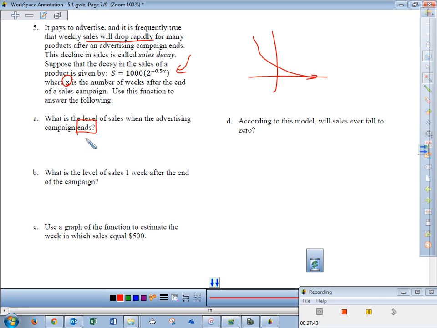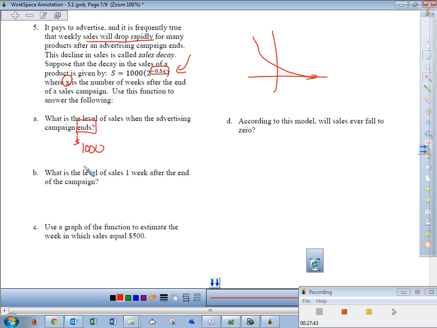So when it ends, that means x is at 0. If I put 0 in for x, what does this exponent right here turn out to be? What's negative 0.5 times 0? 0. What's 2 to the 0th power? 1. What's 1 times 1,000? 1,000. The level of sales will be $1,000 because the campaign just ended.